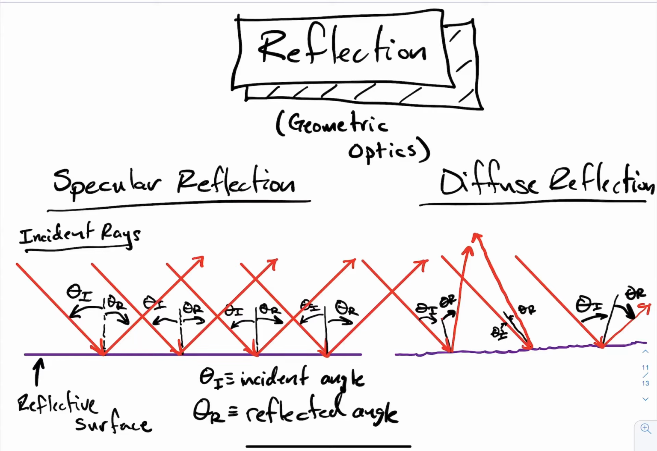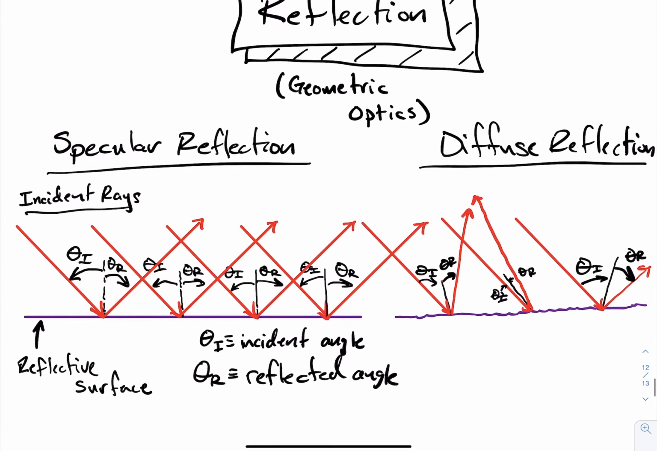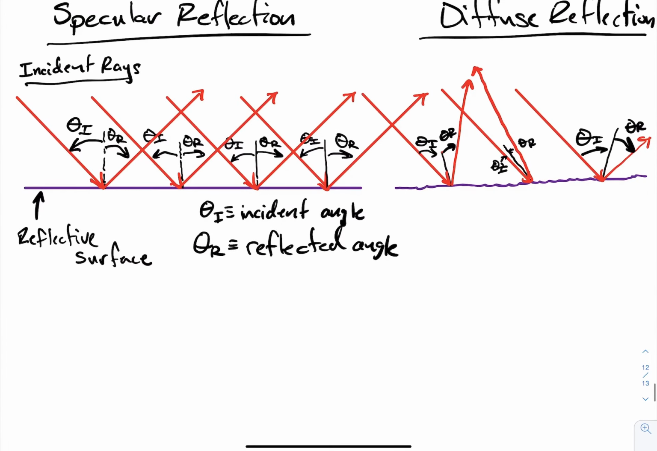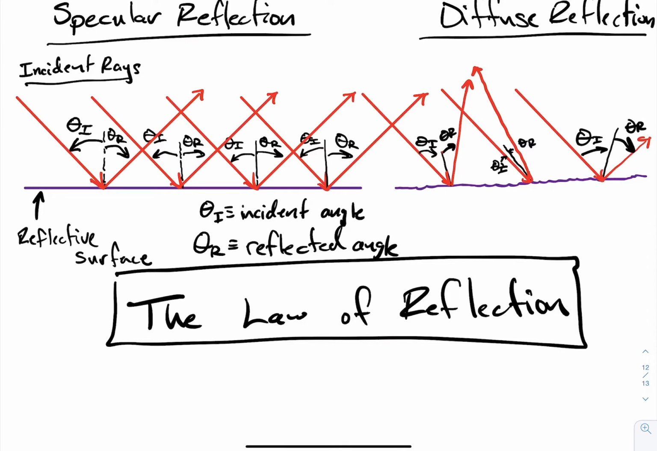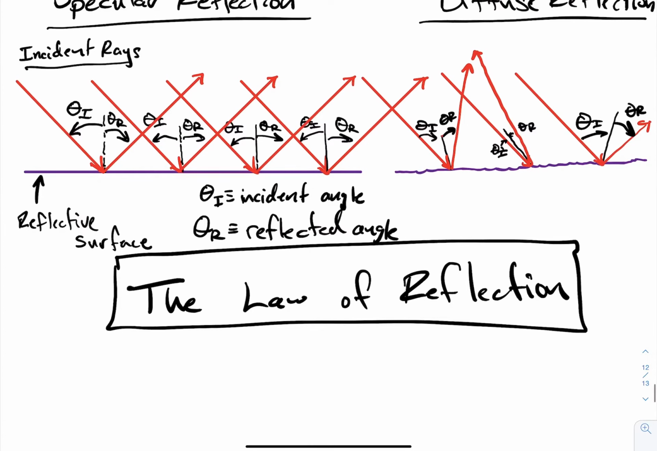Okay, and so really after seeing this picture, you can see the two different styles of reflection, and both of these flavors of reflection depend on the law of reflection. And the law of reflection is pretty simply put. We know that no matter what, on any reflective surface, the incident angle theta I is always equal to the reflected angle theta R.